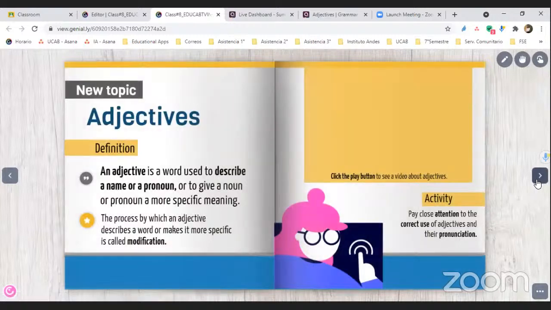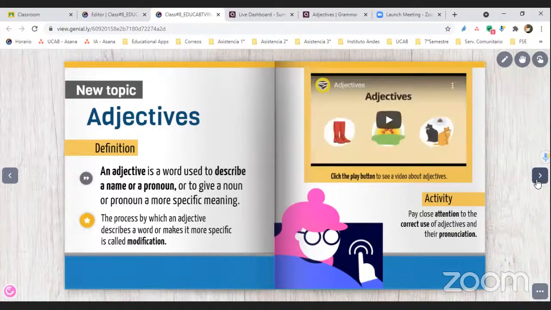Adjectives, as you may know, you studied adjectives in high school in Spanish, okay? So adjectives are words that describe a noun or pronoun, or give a noun or pronoun a more specific meaning, okay? So we use adjectives to show the characteristics or properties that a thing or a place or a person may have, okay? So adjectives modify the pronoun or the noun. The process by which an adjective describes a word or makes it more specific is actually called modification, okay? Adjectives modify. So we're going to see a video.